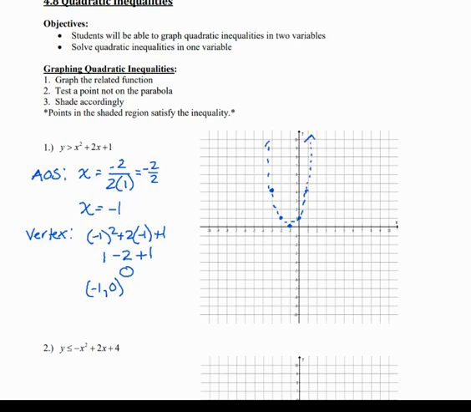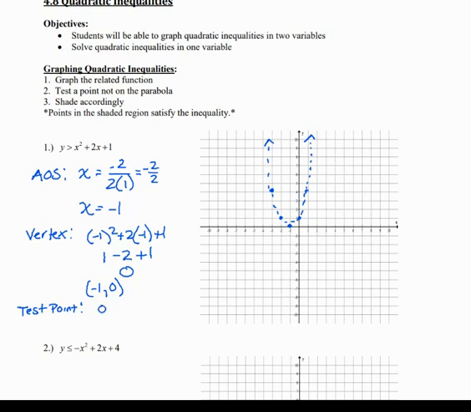Make sure to extend that. Don't just have a short little u, because we're going to have shading. So we need to make sure to have our graph be large enough. At this point, we're going to use our test point to figure out our shading. I'm just going to use the origin because the origin is not on my curve.